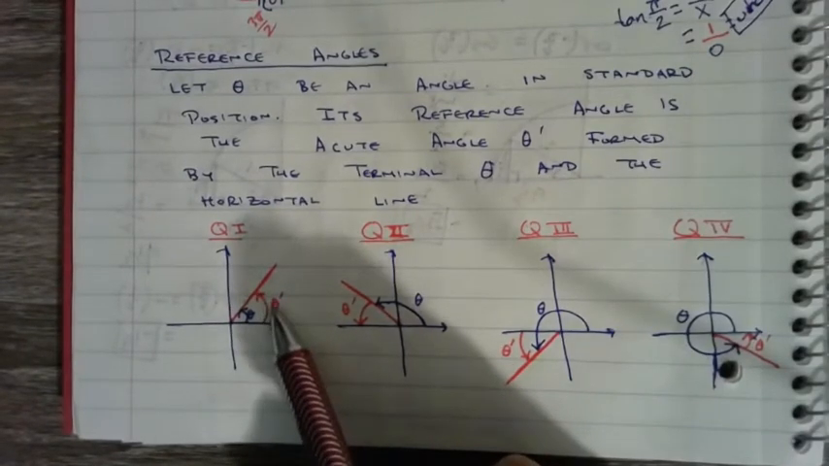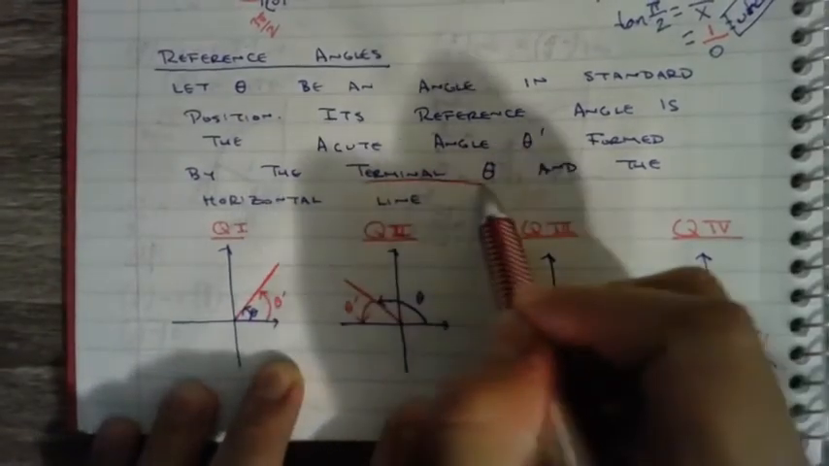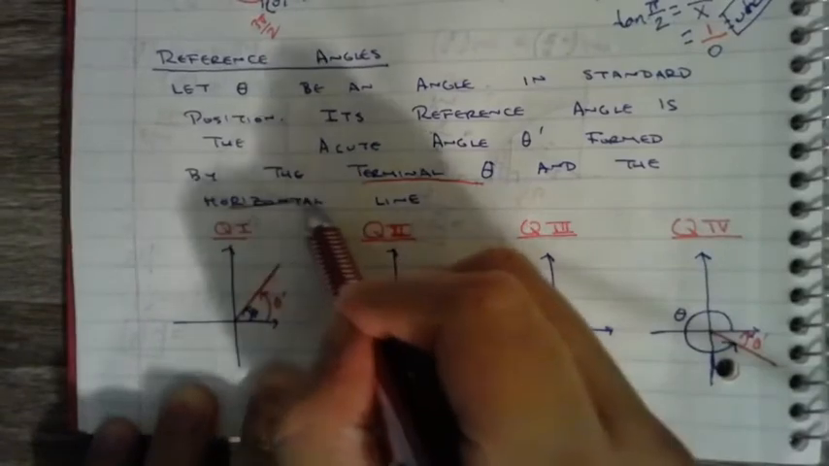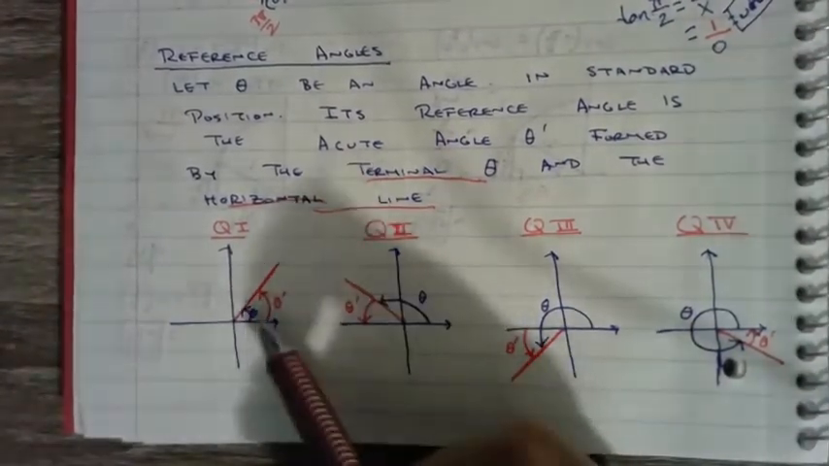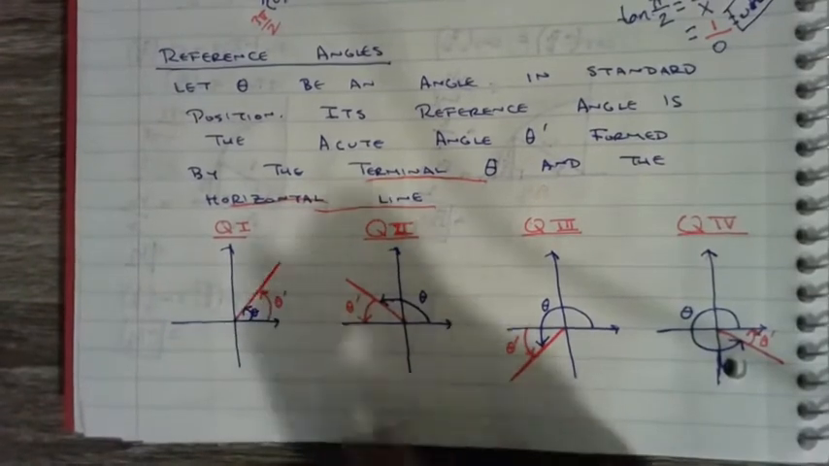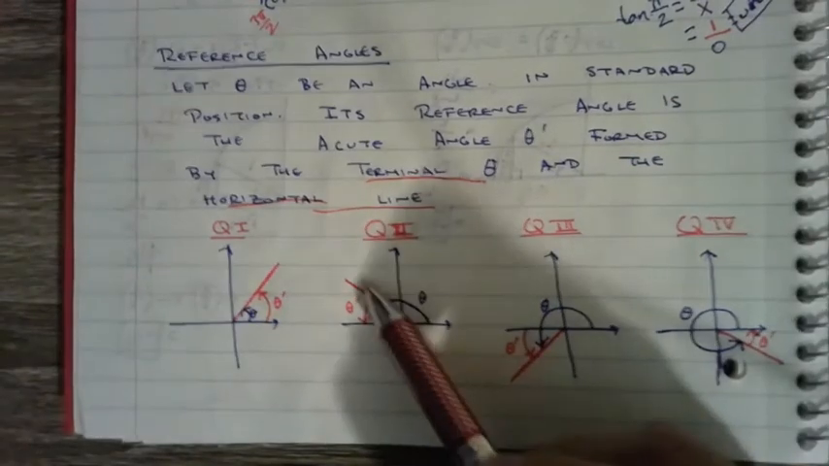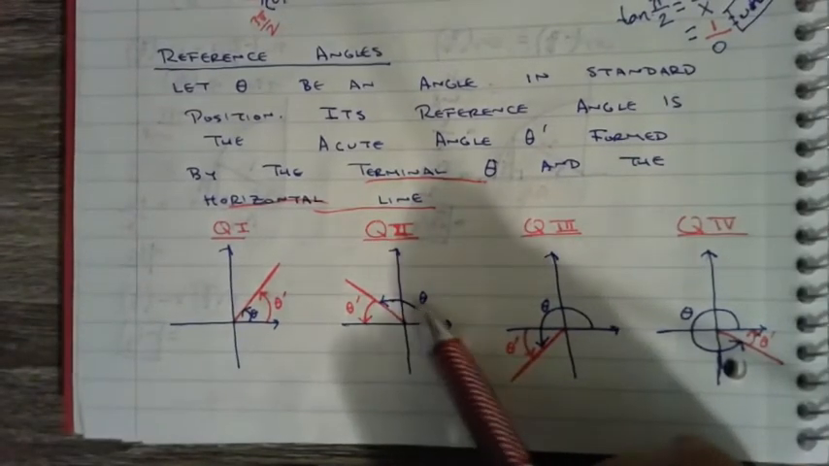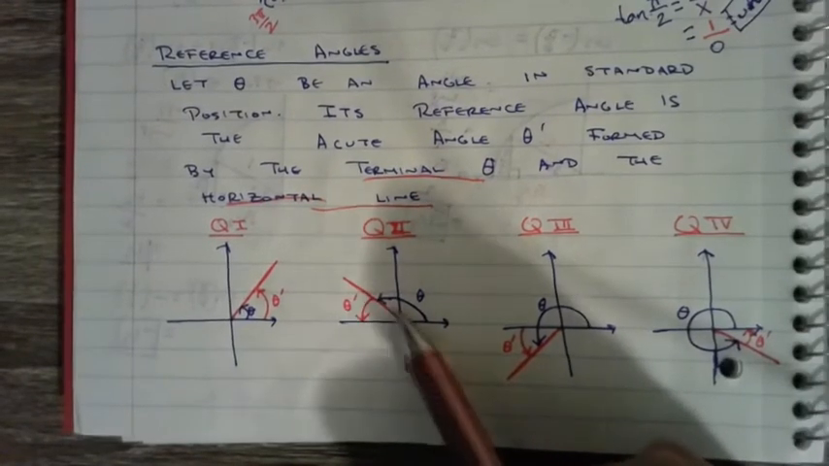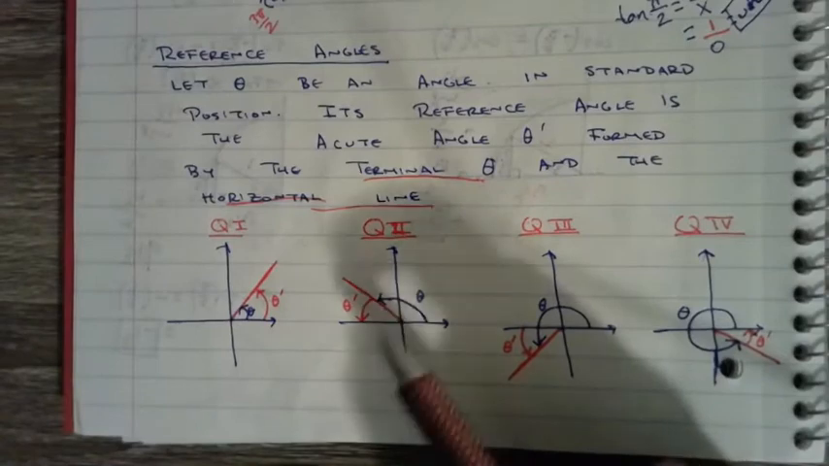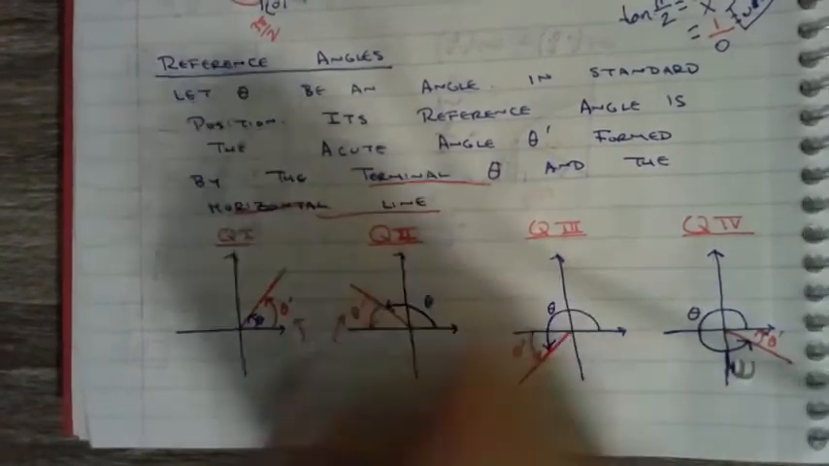Why is it that angle? Because remember, by our definition, it's going to be formed by the terminal angle and the horizontal line. Okay, so that's how you do it. It's made by the horizontal line and this right here. Now let's look at quadrant 2. So now you have this angle right here, this is your angle theta. When you have an angle theta in quadrant 2, this is how it's going to look, something like that. So what's my reference angle going to be? It's going to be this angle right here. So again, these two right here are reference angles.